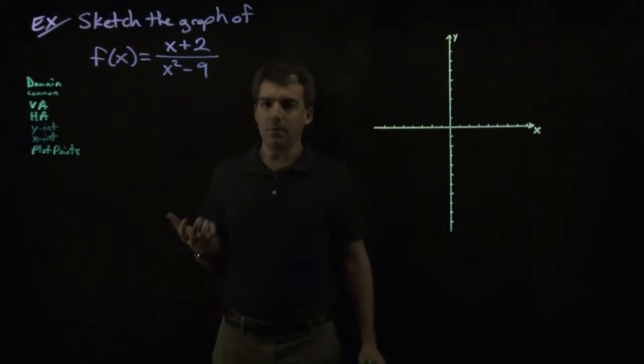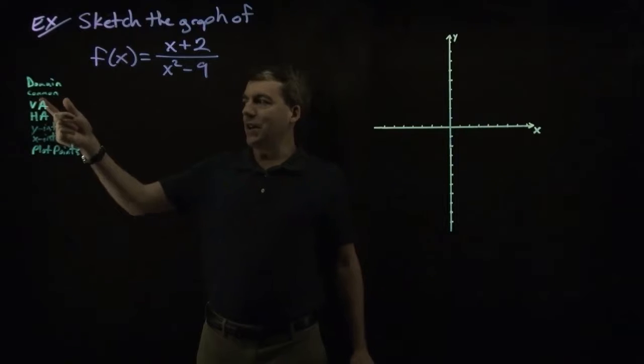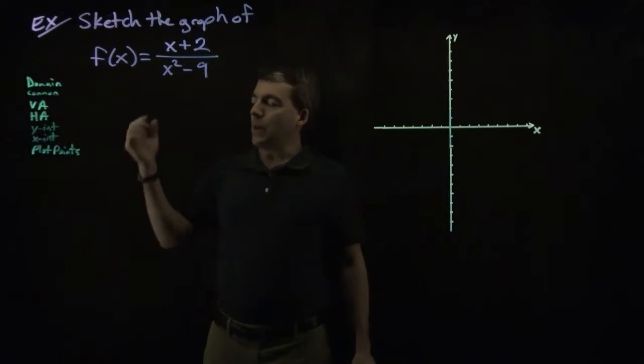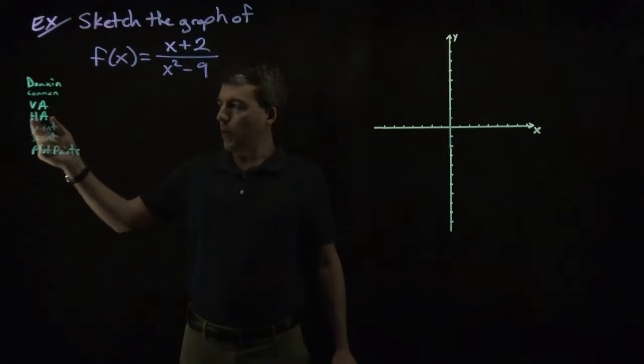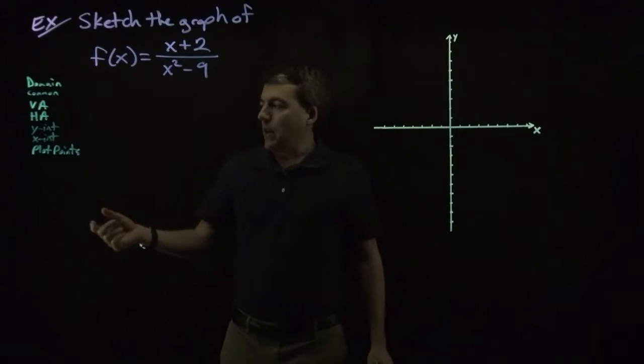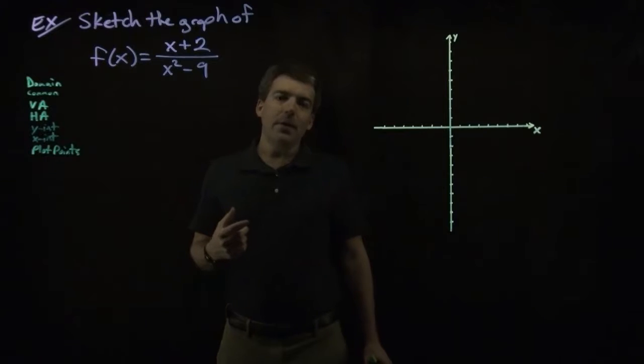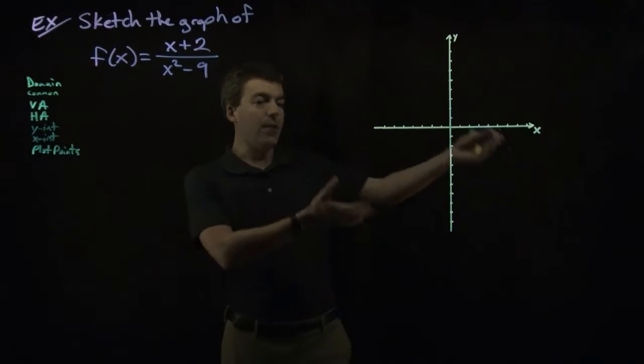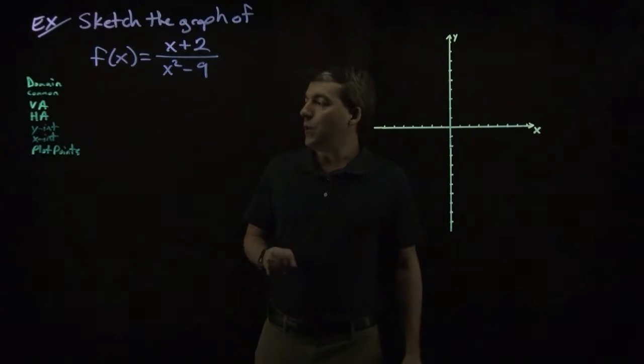We want to find the domain. We want to cancel any common factors. Then we want to find the vertical asymptotes, horizontal asymptotes, y-intercept, x-intercept, if any, and then we want to plot enough points to fill out the graph. All right, so let's get started.